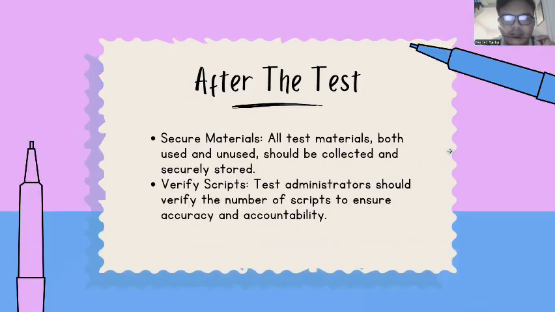So after the test, we have two steps here. The first one is to secure the materials. That means all the test material, both used and unused, should be collected and securely stored. The second step is to verify scripts. In this step, the test administrator should verify the number of scripts to ensure accuracy and accountability for the test itself.